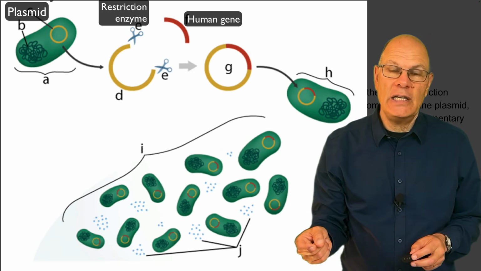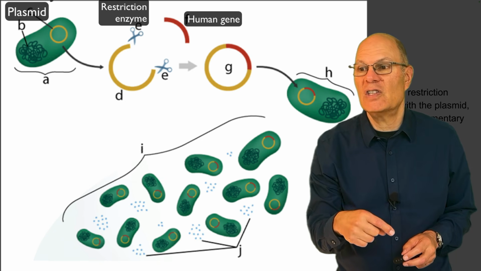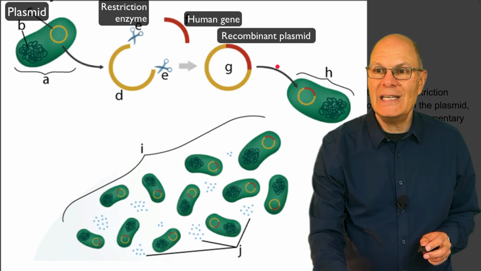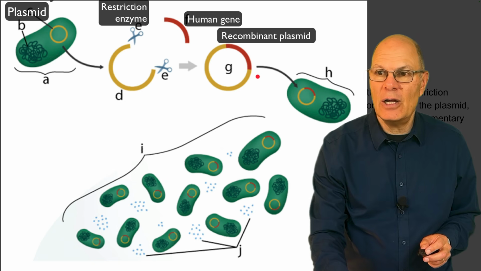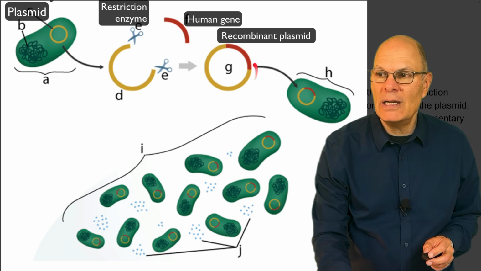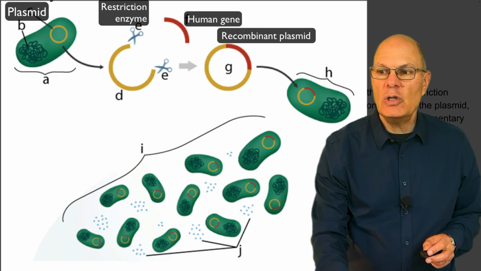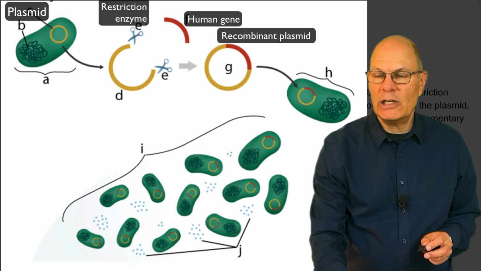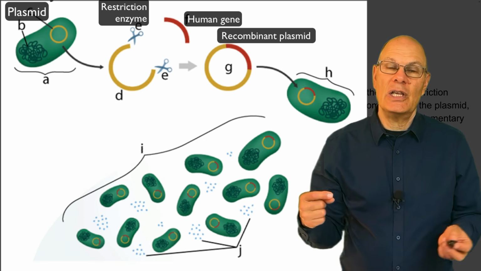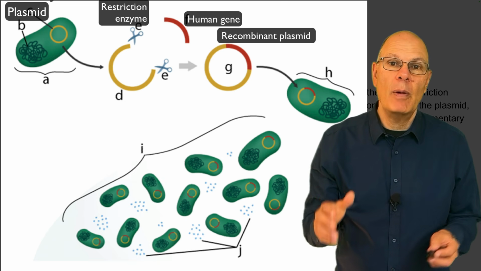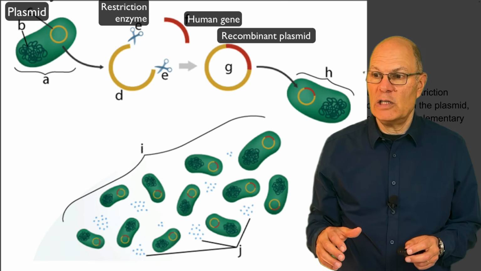Then you have to use DNA ligase, we referred to that in the previous slide, it's not shown here, to bind the human DNA and plasmid DNA together, creating a recombinant plasmid that contains a human gene. Then you'd insert the plasmid into a bacterial cell. That's using the technique of transformation, which we previously referred to when we talked about horizontal gene transfer.